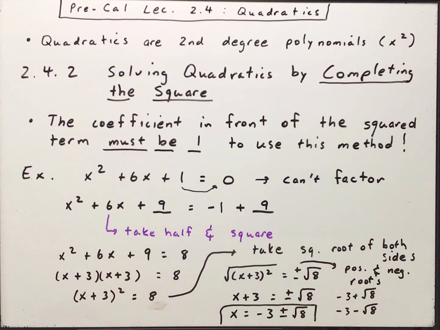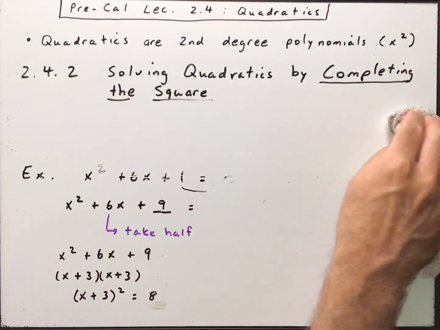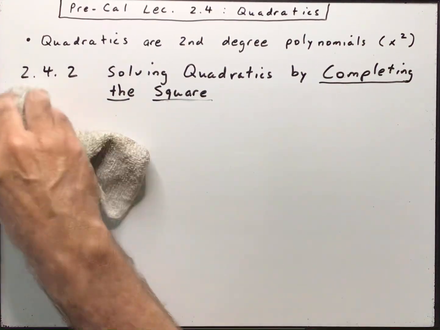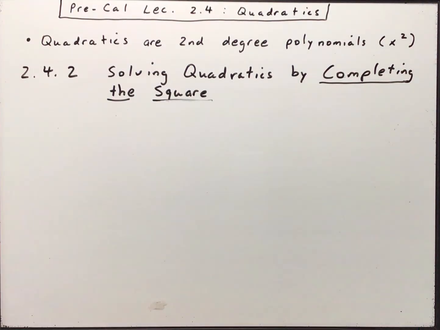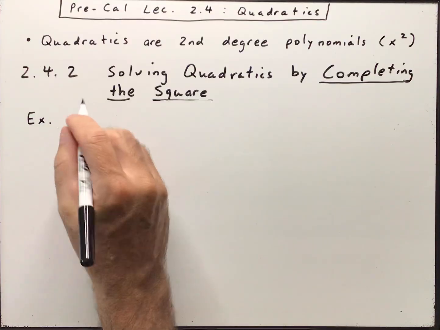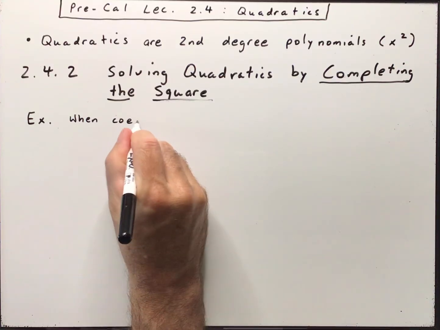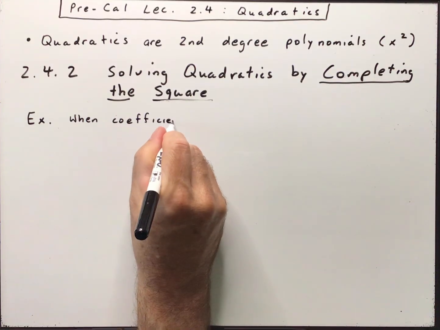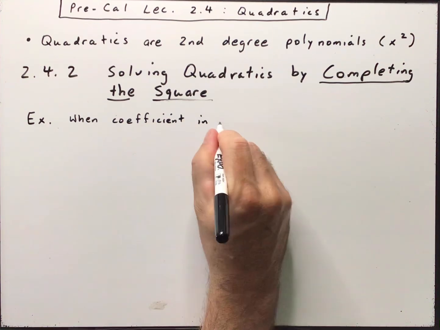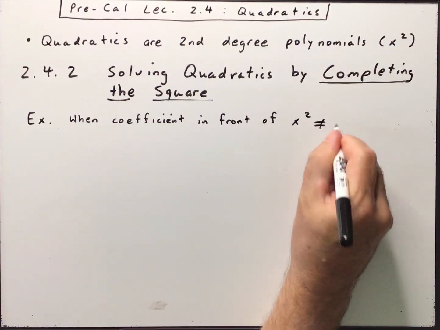All right. Okay, let's do one when the coefficient does not equal 1. So if it doesn't equal 1 in front of the x squared term, then we're going to have to make it be 1. All right, so this is our last example of this lecture. Let's write: when the coefficient in front of x squared does not equal 1.